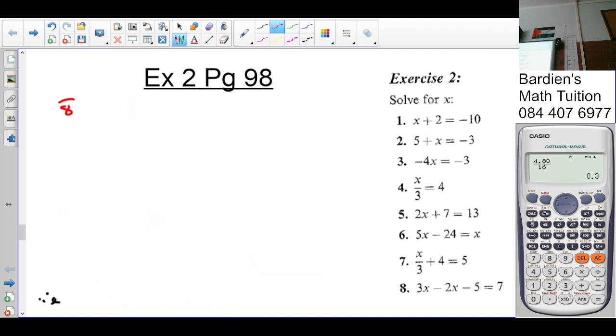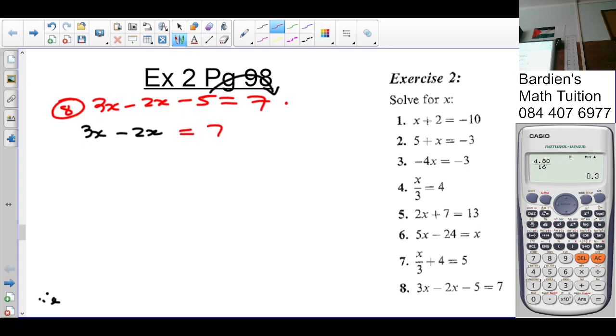Number 8. 3x minus 2x minus 5 is equal to 7. So what's the first thing we need to do? X is one side, numbers the other side. So we're going to keep the 3x on the left hand side and the negative 2x. However, we're going to take the negative 5 over.